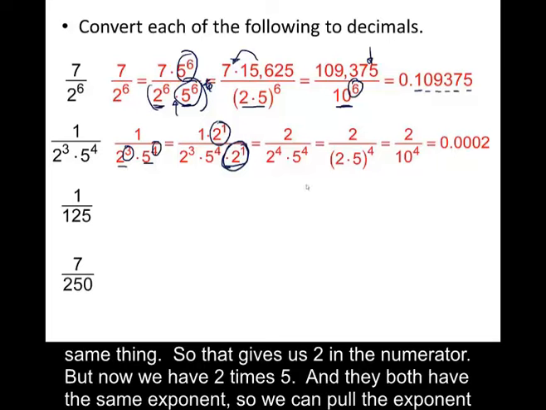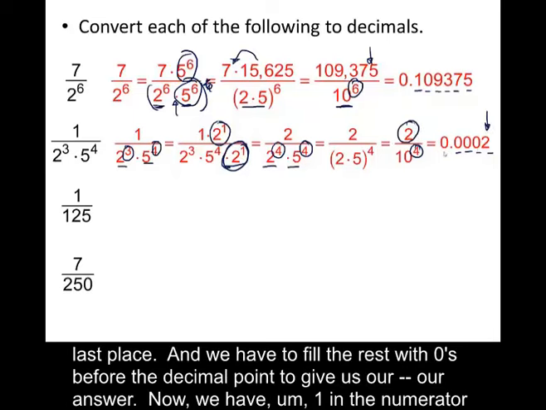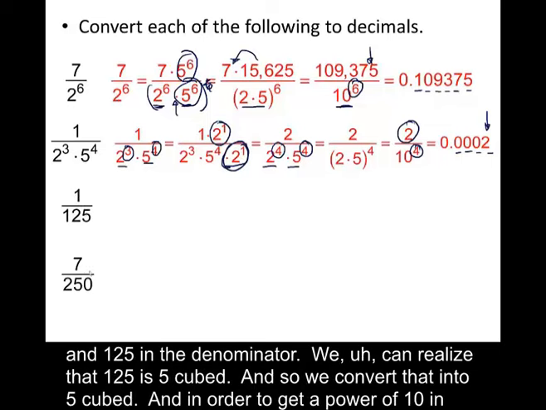That gives us 2 in the numerator, but now we have 2 times 5, and they both have the same exponent, so we can pull the exponent out, do the multiplication, 10 to the fourth, and then we need to have 4 places, 1, 2, 3, 4, and our digit will go into that last place, and we have to fill the rest with zeros before the decimal point to give us our answer. Now we have 1 in the numerator and 125 in the denominator.